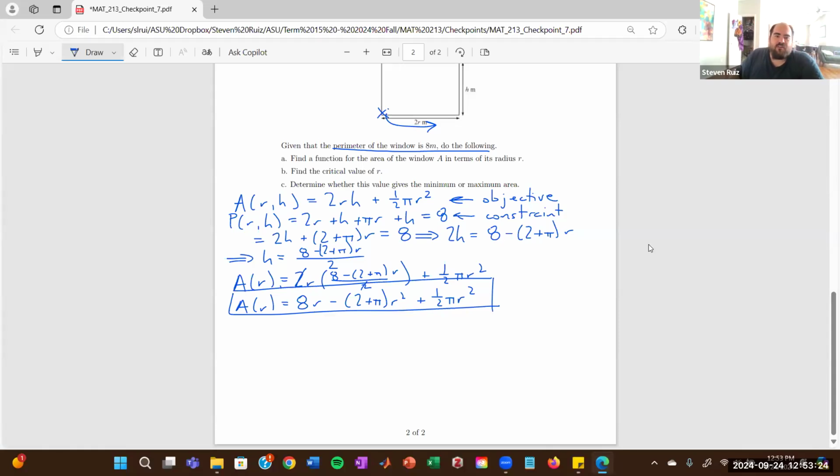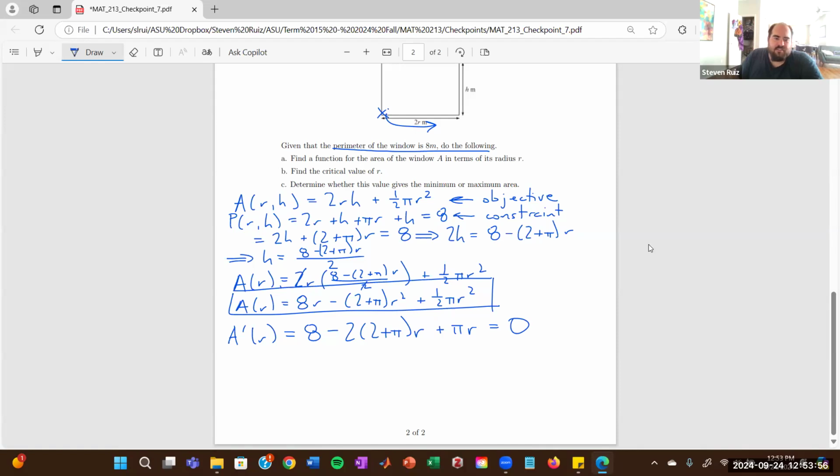Now I want to find the critical value of r. So to find critical values or critical points, we need derivatives. So now I'm going to take a derivative of this expression. The derivative of 8r is 8. This derivative here is going to be minus 2 times (2 plus pi) times r. And then this derivative is going to be plus pi r. And I want to set that derivative equal to 0.